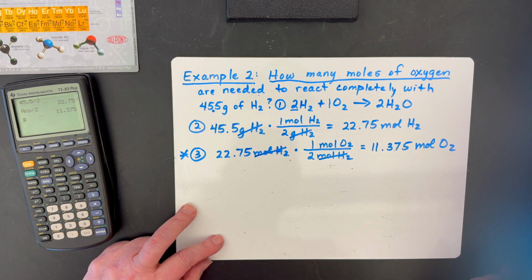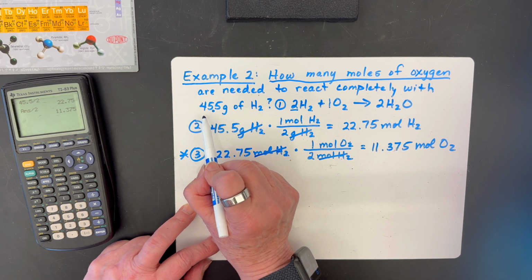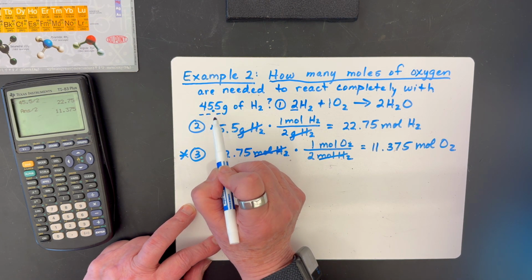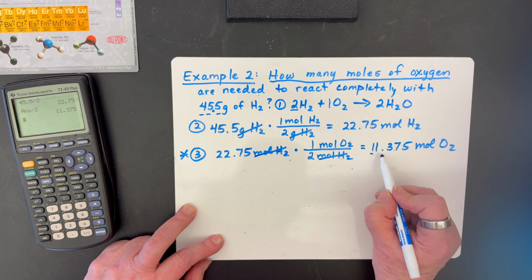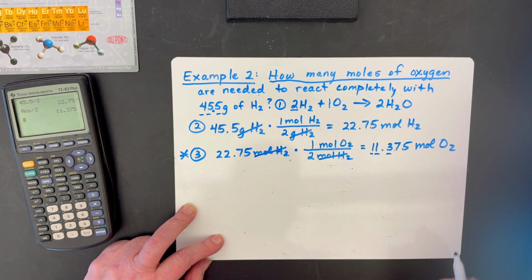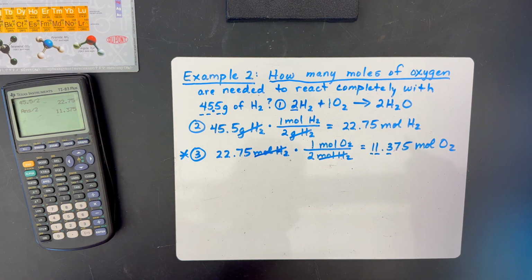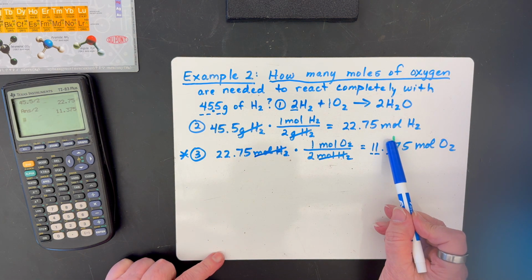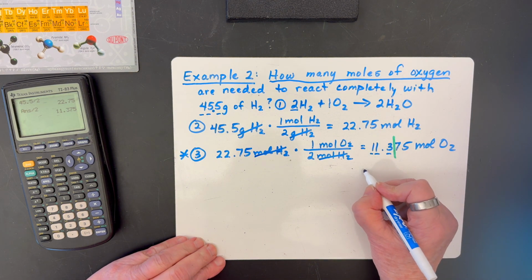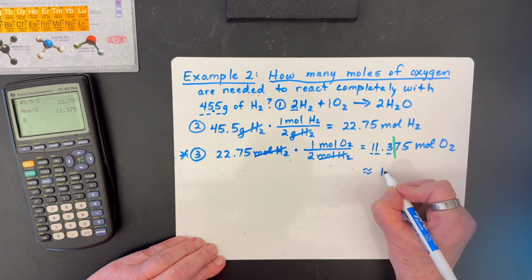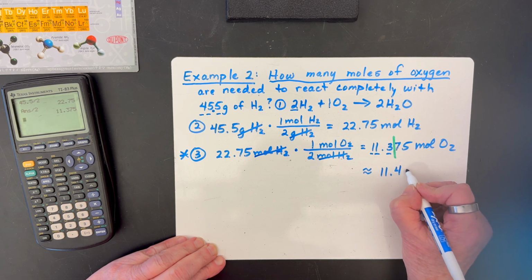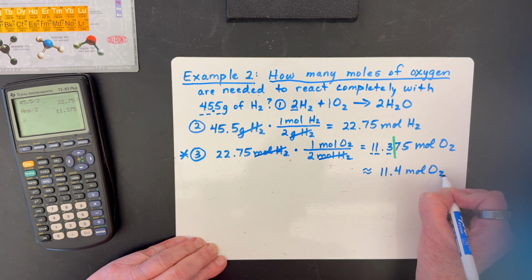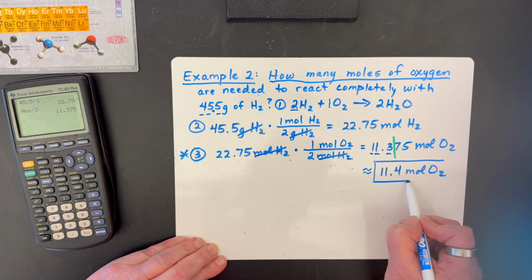But before we leave this completely, we have to make sure we have the right number of significant figures. So we go back to our original problem, 1, 2, 3 digits. So we are going to keep 1, 2, 3 digits. So we're going to cut this off right here. And because this is a 7, if it's 5 or higher, we round up the last one we're keeping. So we're going to keep 11.4 moles of oxygen as our final answer.